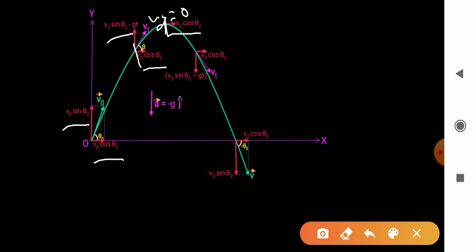Right? And after this the object is coming down. Right? And object reaches at this point. Consider this point is P point. So the distance from O to P is range. This is called horizontal range. Right? Horizontal range is distance covered by projectile in a horizontal direction from its point of projection to the point of its landing.